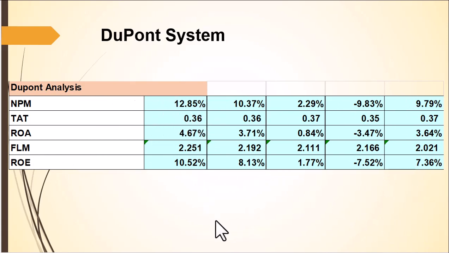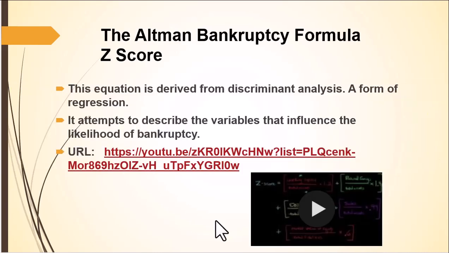That they have a declining net profit margin over the last 5 years. There seems to be a little bit of a rebound, but we do have some issues with this company. Next, we're going to talk a little bit about the Altman formula, the Altman bankruptcy formula.